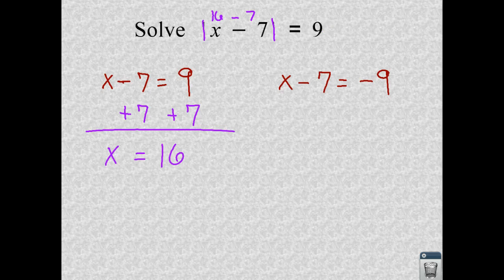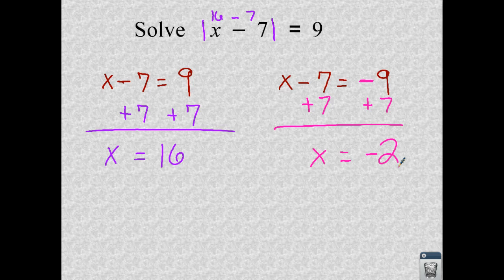I'm checking my work. All right, the other side, when I took the absolute value braces off and set it equal to negative 9, let's see why we did that. So we add 7 to both sides. So x is equal to negative 2.